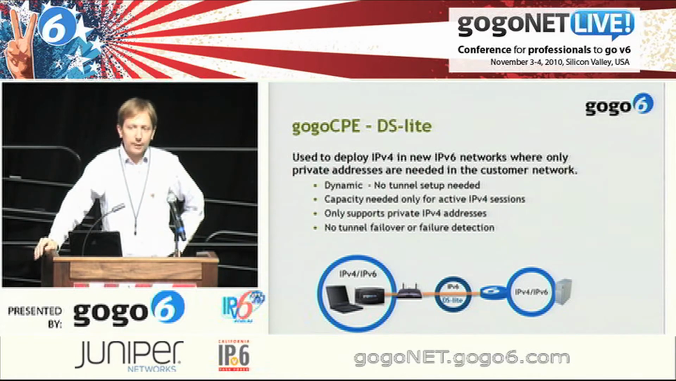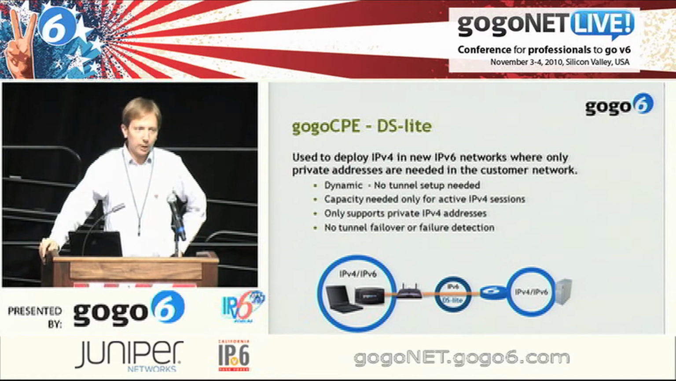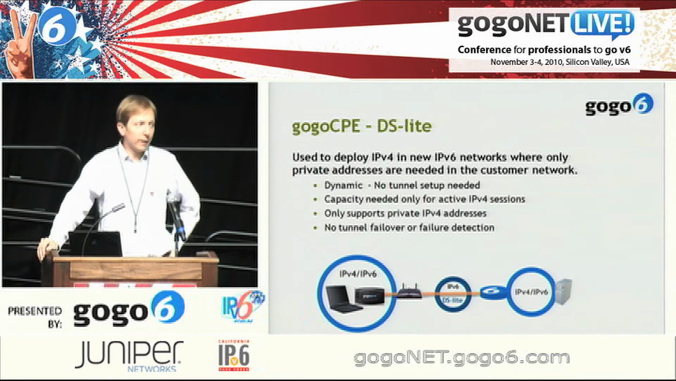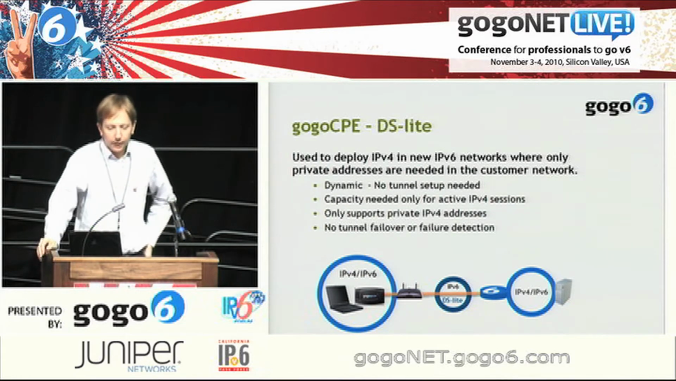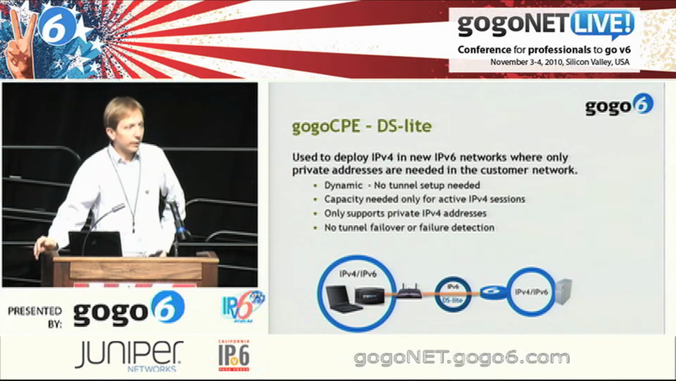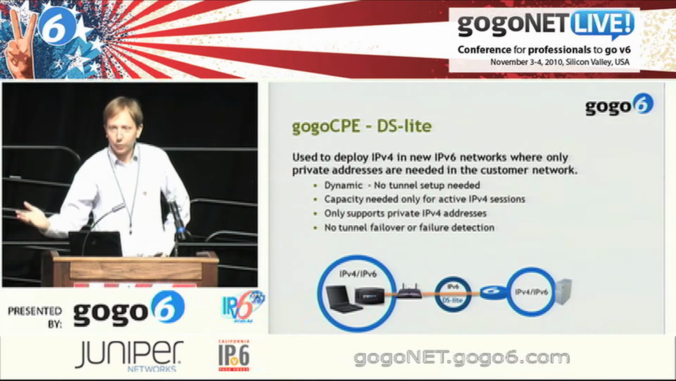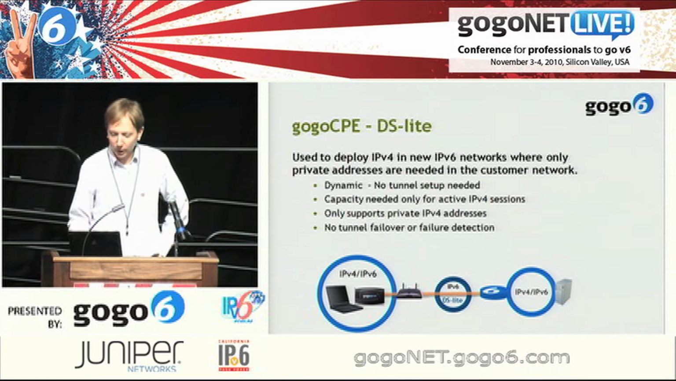The nice thing with a protocol like DS Lite is that it's dynamic and stateless. So it's very low on resources when it comes to setting up the actual protocol. It's only when you're sending traffic that you're using resources. There are some negative parts of it as well, in that it's lacking failure detection and such things, because there's no state in setup, so you lose out on that.